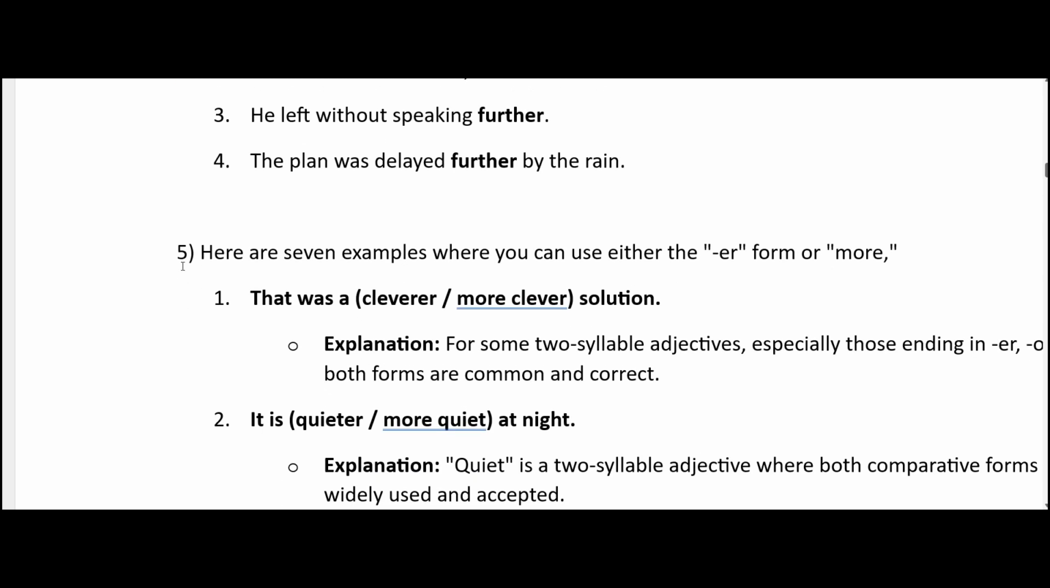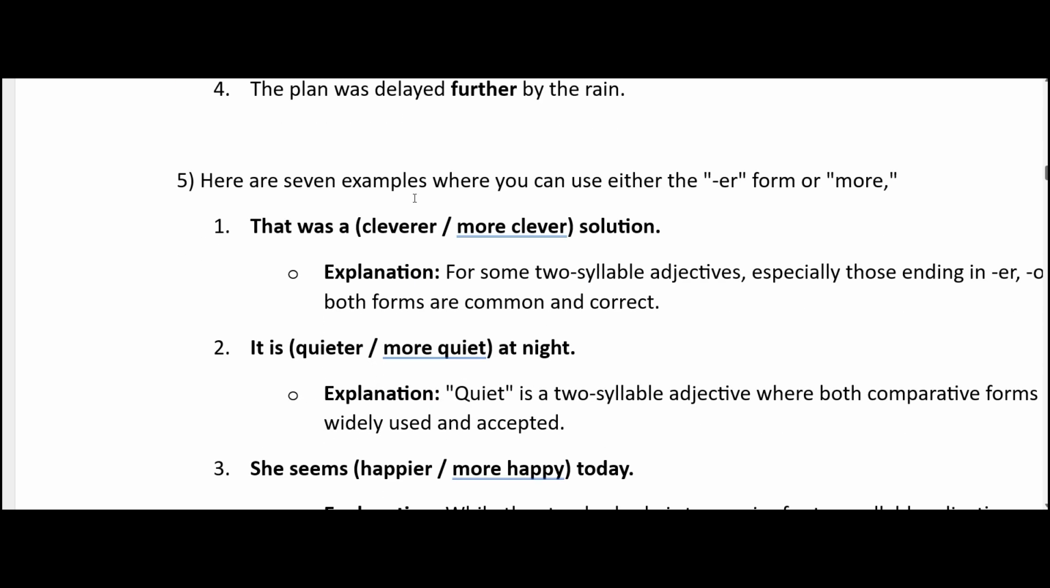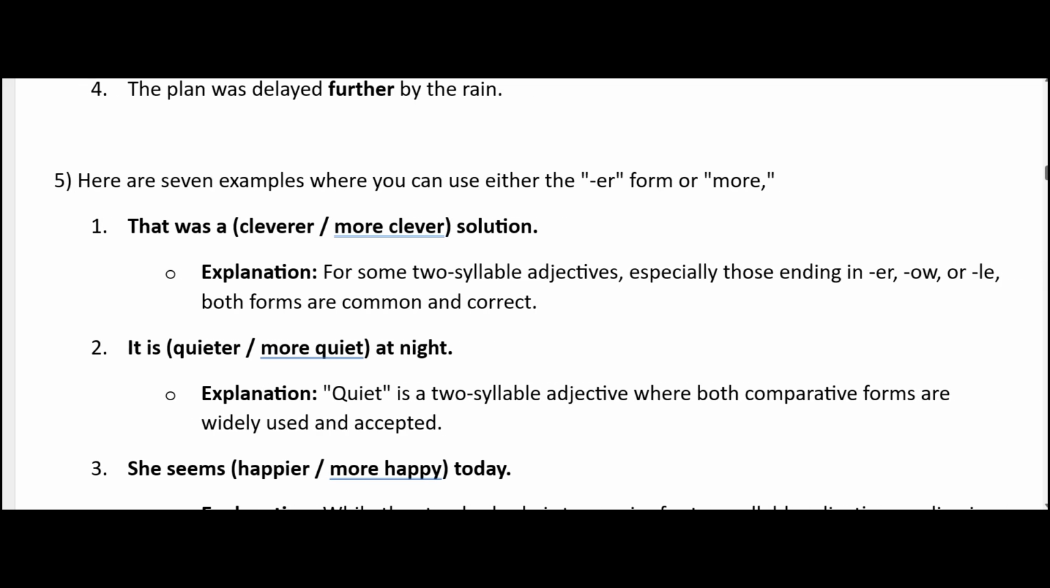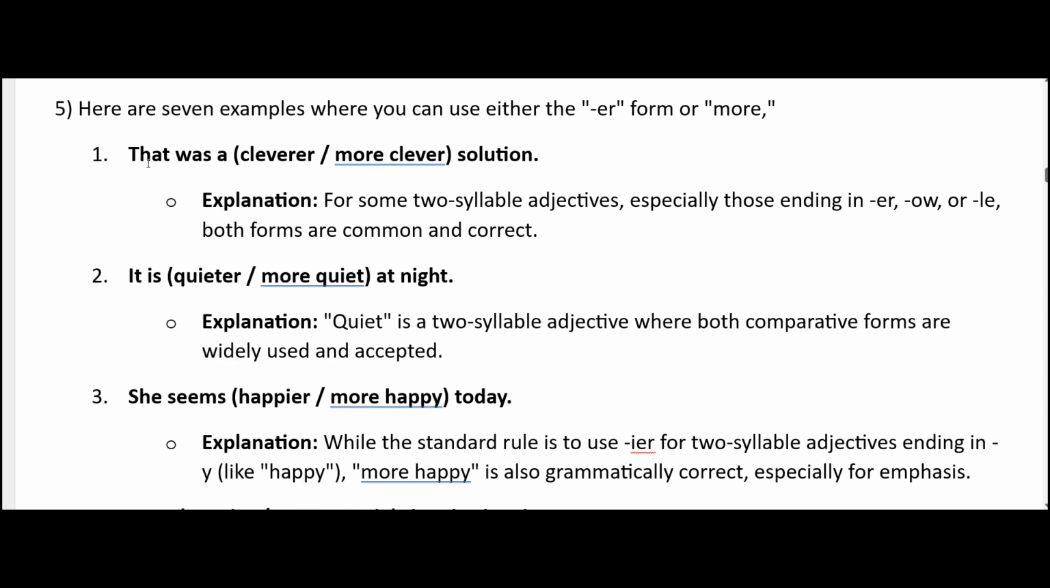Next is 5. Here are 7 examples where you can use either the ER form or more, and actually it doesn't matter here. So let's do it like this. For example, that was a cleverer, more clever solution. For some two-syllable adjectives, especially those ending in ER, OW, or LE, both forms are common and correct, so you can use both of them.